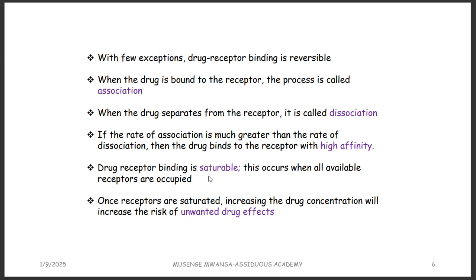The meaning of that is that you can actually fill up all the receptors that are available. So when you increase the amount of drug that you are giving, if all the receptors are already occupied, the extra drug that you have given will not perform any pharmacological action. Instead, it can lead to adverse or unwanted drug effects. This is where maybe you are taking a painkiller, and you start having a headache or something like that. That is because you took something which was more than what you should have taken.